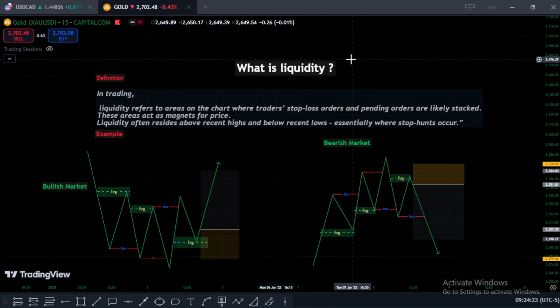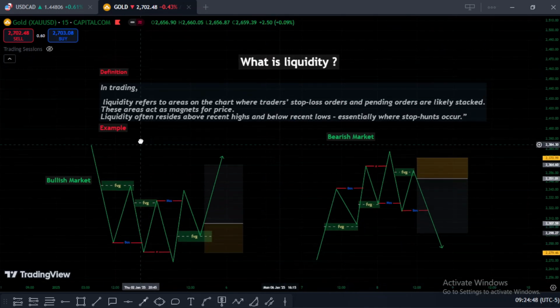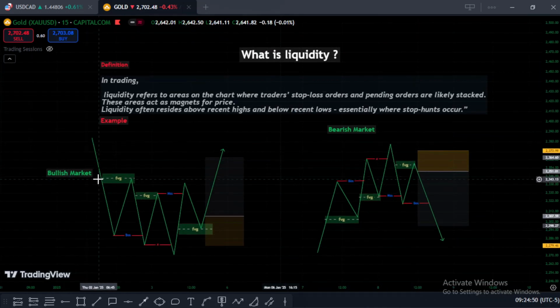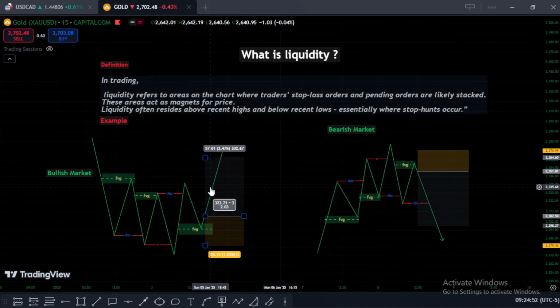What is liquidity? In trading, liquidity refers to areas on the chart where traders place their stop loss orders and pending orders and are likely stacked. These areas act as magnets for the price. Liquidity often resides above recent highs and below recent lows, essentially where stop hunts occur. Examples of this: let's go straight into the bullish market, and then we'll go for the bearish market.